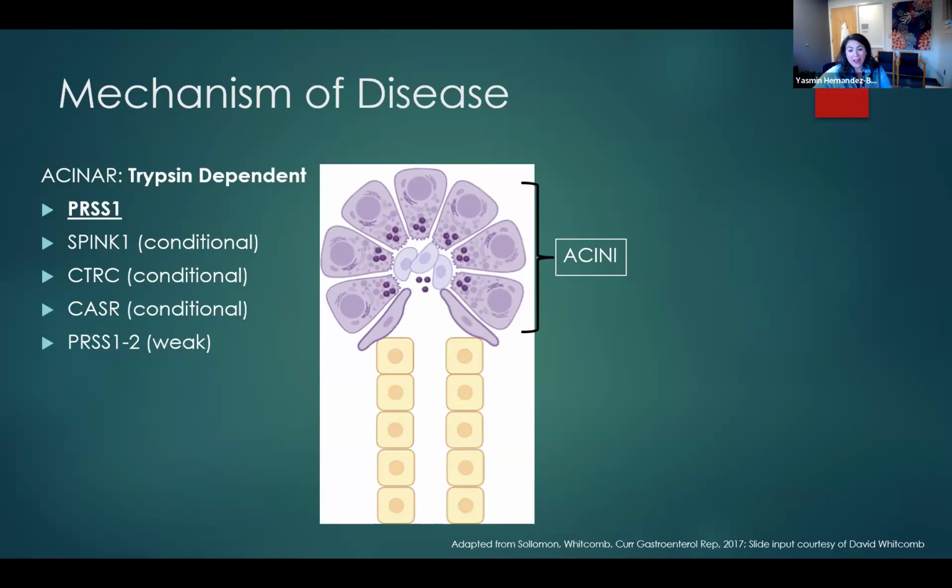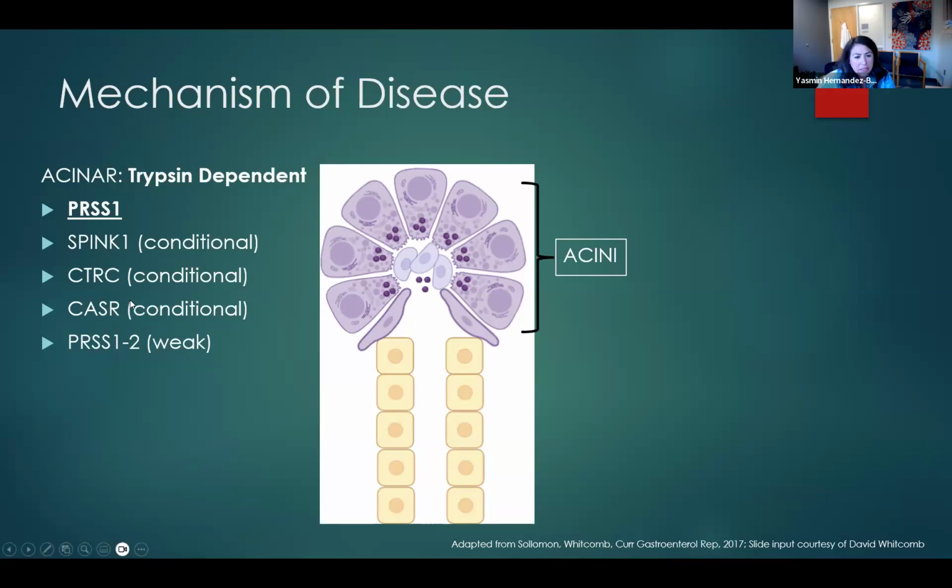Zymogens are these non-activated enzymes, which are secreted by the acini, of which trypsinogen plays a major role because it's what actually activates all of these digestive enzymes. Trypsinogen is converted into trypsin, and trypsin, as I mentioned, is what activates all of these enzymes and why it plays such a critical role in pancreatic function and also dysfunction.